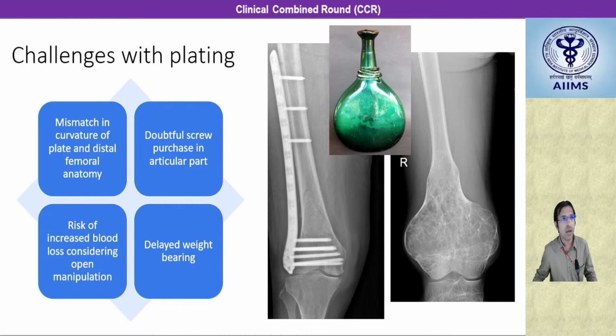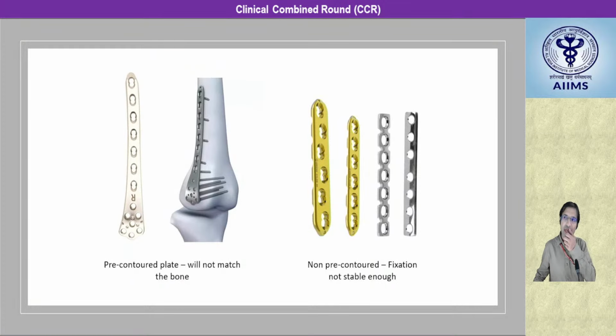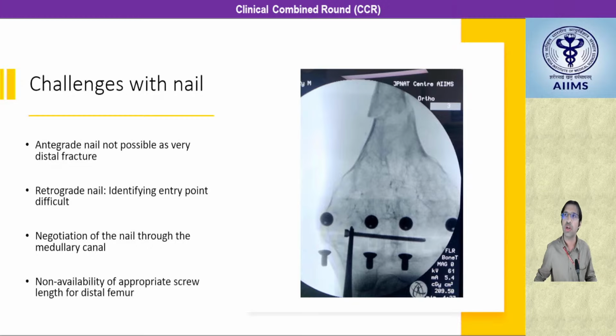Also, of course, fixation with a plate is an open surgery, and there is an increased risk of bleeding. It increases the surgical time and eventually increases the risk of surgical site infection. Here you can see the pre-contoured plates which are commercially available, which normally match the contour of a normal bone. The non-pre-contoured plates, which have to be manually bent, do not usually provide a stable enough fixation to allow mobilization of the knee joint.